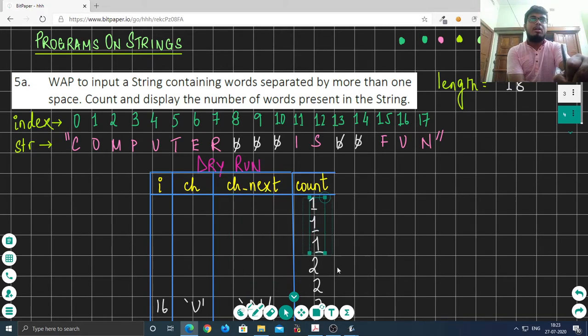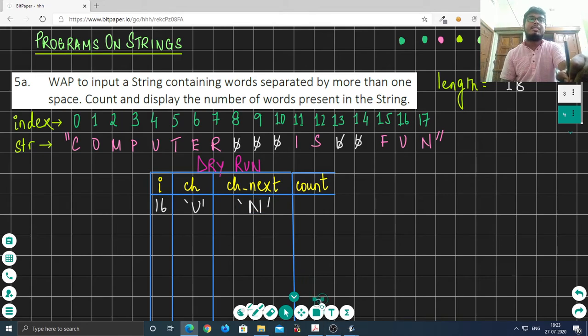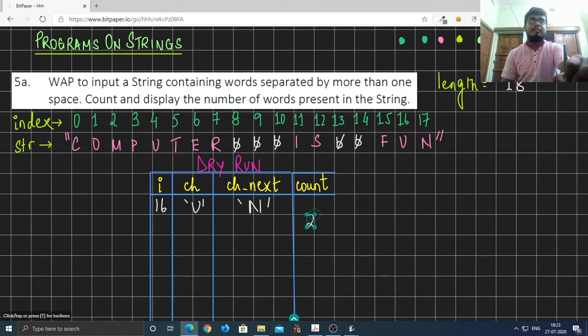Now tell me, do you think we should increase the value of I any further? What do you think? Now notice one thing. I is the present index, or the index where CH is found, and CH's next index is I plus 1. So if we were to increase the value of I by 1, we would arrive at 17. The current character would have been N, but the next character is missing, isn't it?